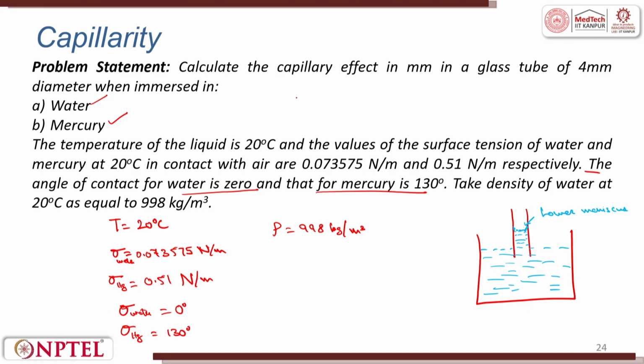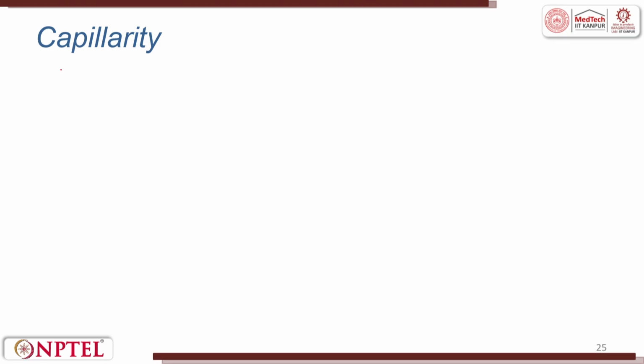Now let me calculate what they have asked, that is the capillary effect in millimeter in a glass tube, and the diameter of the glass tube is 4 millimeter. Diameter is also given as 4 millimeter, that is D is 0.004 meters. Let me try to put the values there, for water, that is part A.